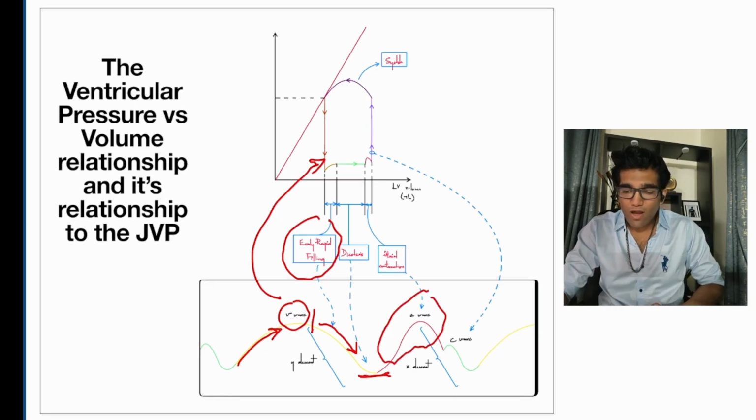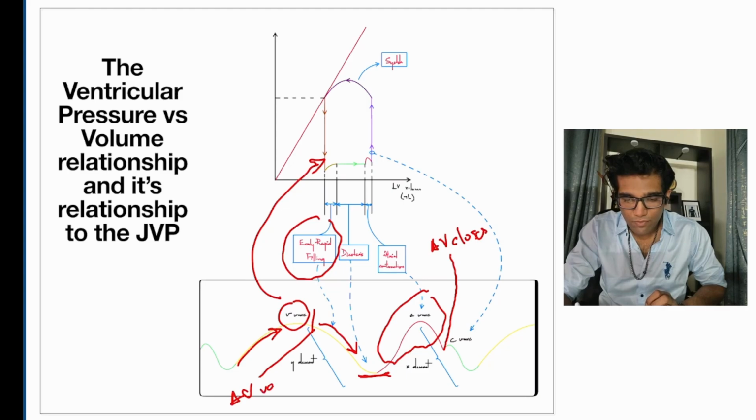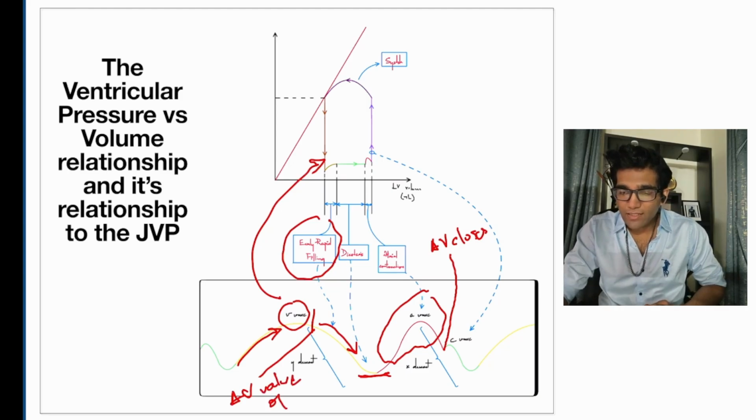Now after the atrial contraction, what happens is that the ventricle starts to contract. So once the ventricle starts to contract, that corresponds to your isovolumic contraction. So this is where the AV valve closes. Okay, so this was where the AV valve was opening. Okay, and after that, once the AV valve closes, then there is the isovolumic contraction. So that corresponds to your C wave.